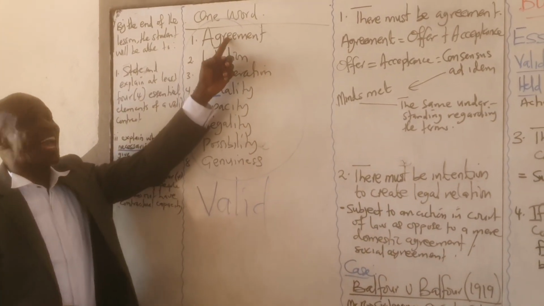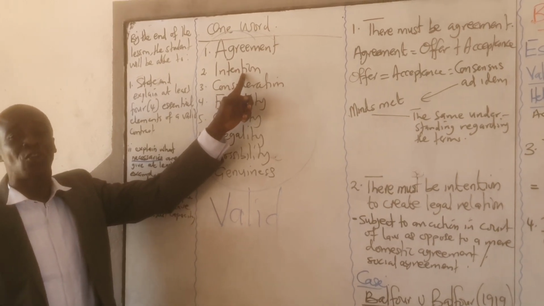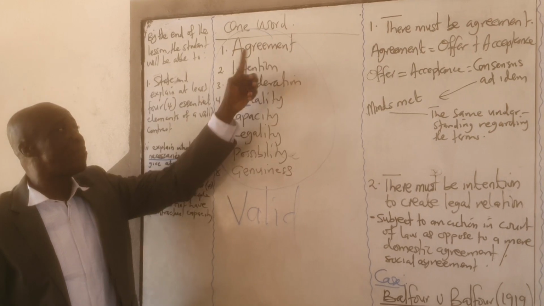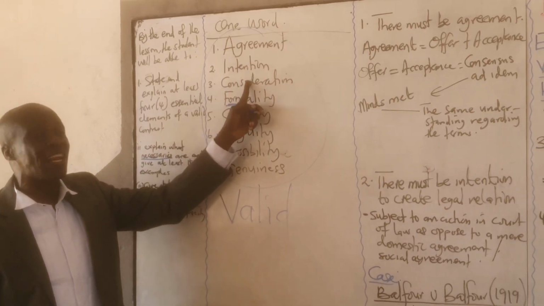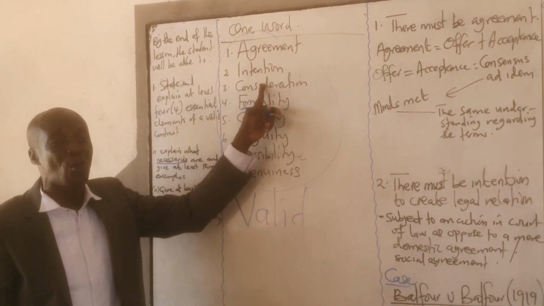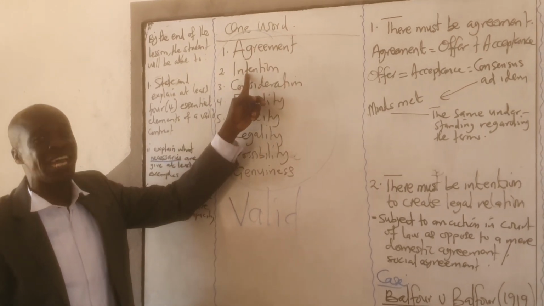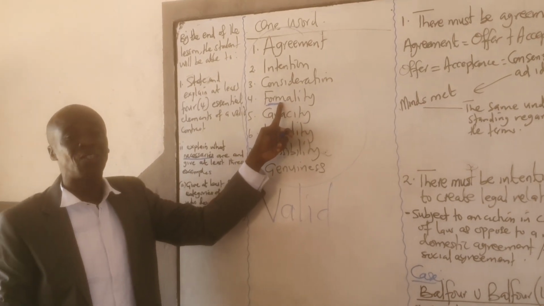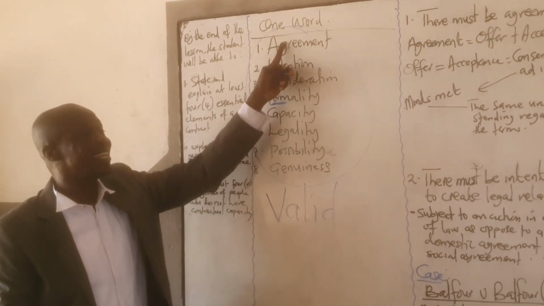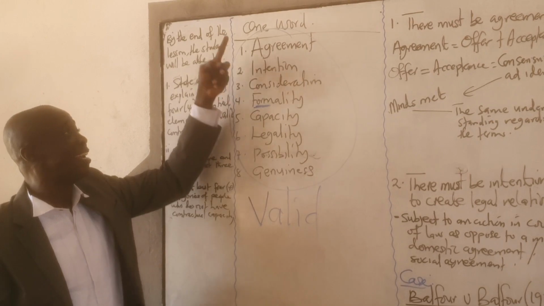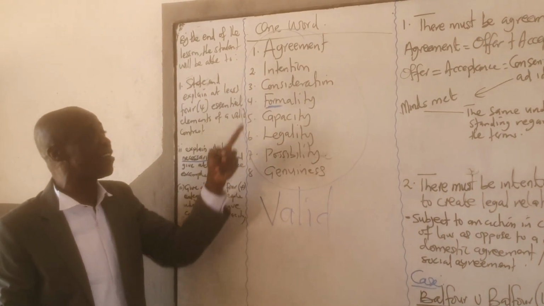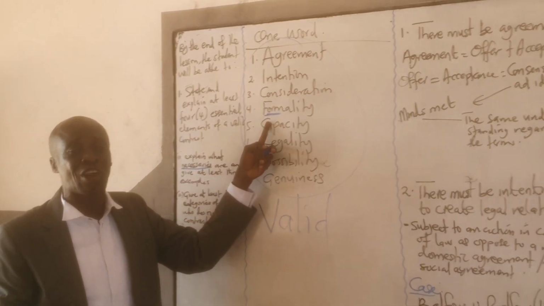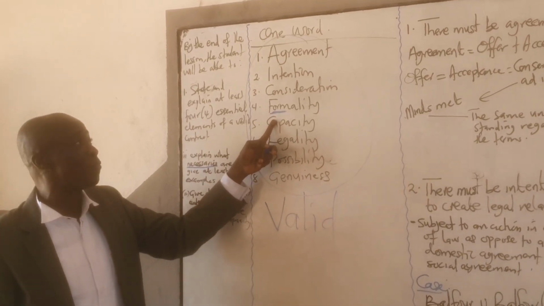In other words, if there is agreement and there is no intention to create legal relation, there cannot be a contract. If there is agreement, there is intention to create legal relation, but there is no consideration, the contract will not be valid. If there is agreement, intention to create legal relation, consideration, but the contract did not take the form it's supposed to take, there must not be a valid contract. There is agreement, intention to create legal relation, consideration has been provided, there is formality, but the parties do not have contractual capacity, the contract will not be valid.